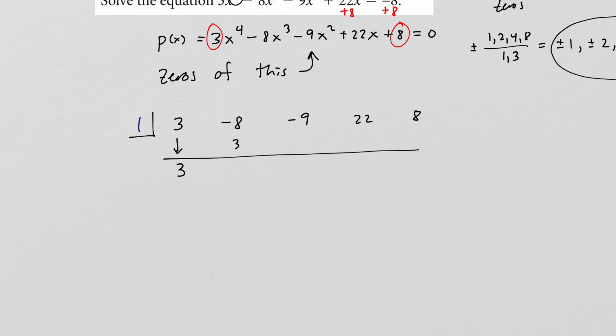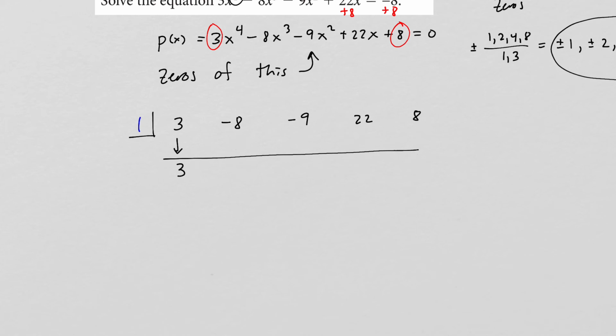1 times 3 is 3. Negative 8 plus 3 is negative 5. 1 times negative 5 is negative 5. Adding those, we get negative 14. 1 times negative 14 is negative 14. 22 minus 14 is 8. And 1 times 8 is 8, and that gives us 16. So we were very close to finding a 0 there, but unfortunately, that was not one of them. So we erase that and start over.